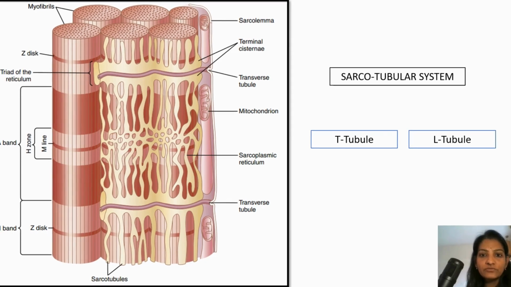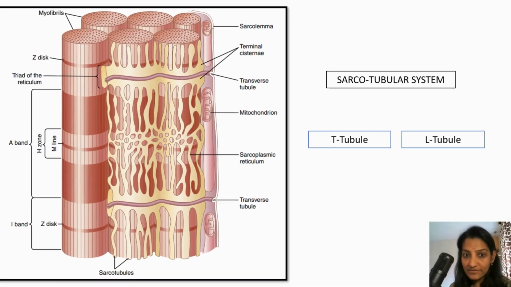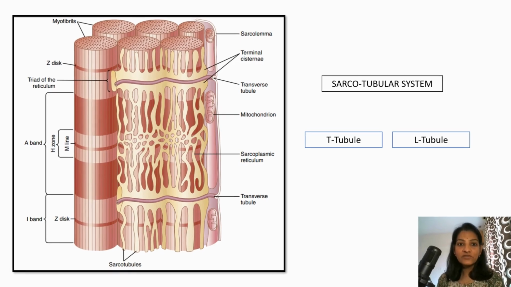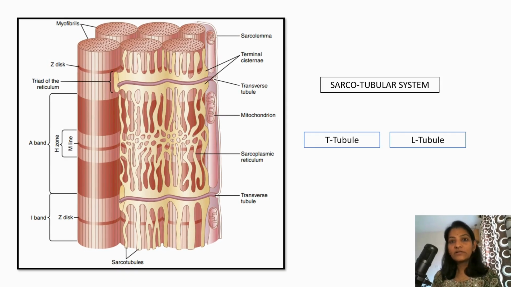Before moving to the excitation contraction coupling mechanism, let's first discuss the structural aspects of it. What are the structural support mechanisms present in a muscle for the development of excitation contraction coupling? In this diagram, you can see the structure of the skeletal muscle. In skeletal muscle, we have the typical band formation, A band and I band, that is the arrangement of your myofibrils, actin and myosin.